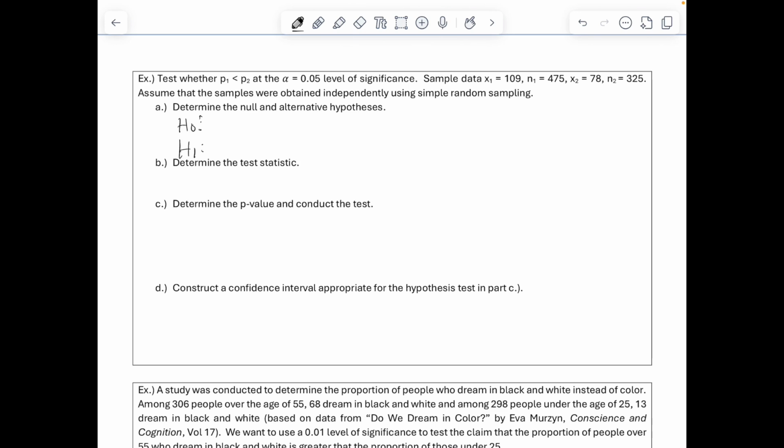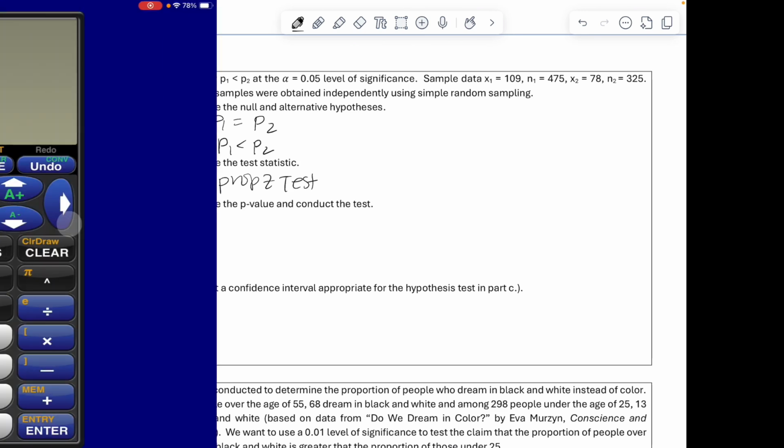Well, we were given up above that P1 is less than P2. Our null is going to be identical to this, except instead of that inequality, it would have an equal sign. So P1 is equal to P2. Part B says determine the test statistic. So using our test statistic, we need to go to 2-PropZTest.